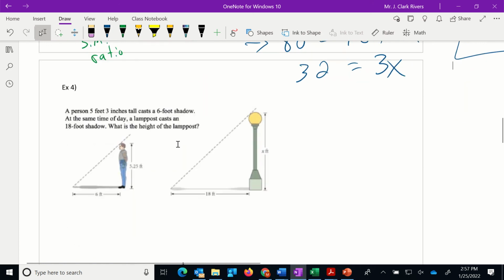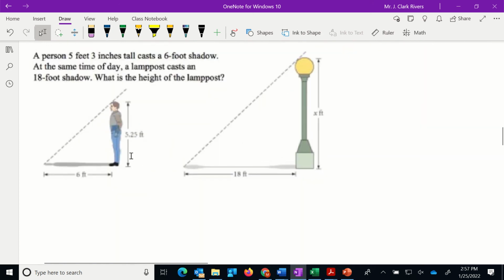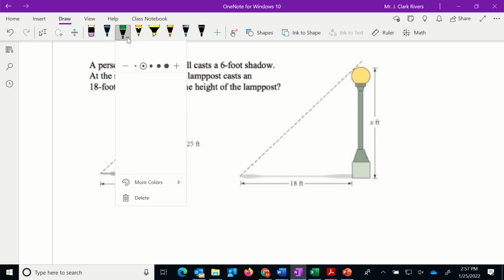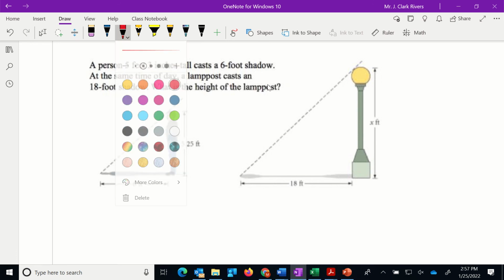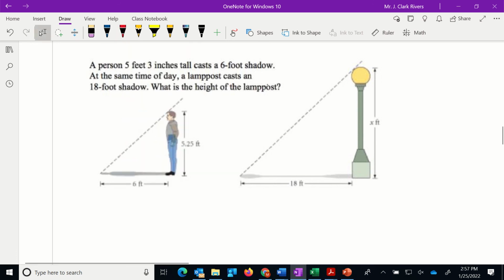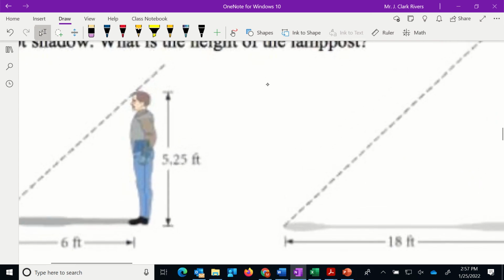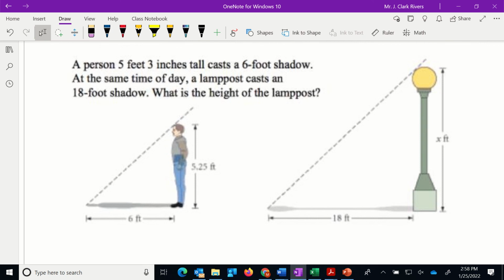Okay, example 4. This is a very common similar triangles problem. It shows up on the SAT often, so this is something that would be good to commit to memory because it's a pretty straightforward problem type, and it's not too bad. A person who's 5 feet 3 inches tall, and here you can see it's already been adjusted for you to 5.25 feet. You always want to be in the same unit. You don't want to be in feet and inches. It just makes your life a whole lot easier.